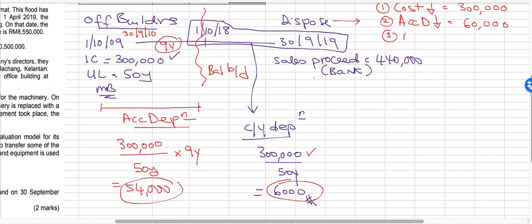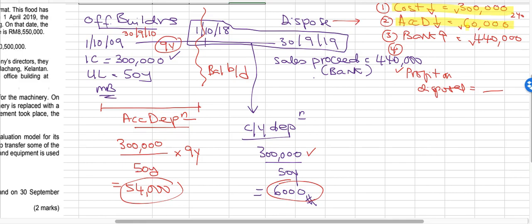The third effect is you get money lah. Because you dispose, your bank increases. That will be 440,000. And the last one will be profit or loss on disposal. So, we see here the carrying value is 300 minus 60 is 240. 240 is smaller than 440. That means you get more cash, kan? So, it will be profit lah. Profit on disposal. But this does not concern this question, I just show you. The one that you need to take is only this one lah, for disposal, for the notes.